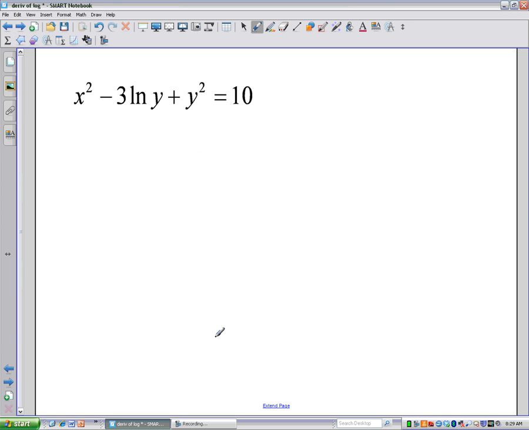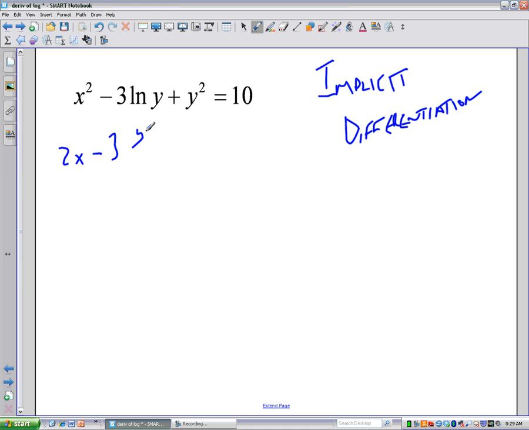Remember this? Implicit differentiation. Okay, implicit differentiation. So this is the y prime thing. Derivative of x squared, 2x. Derivative of 3 times the natural log of y is going to be 3 times y primed over y. Derivative of y squared is going to be plus 2y y primed. That's going to equal 0.